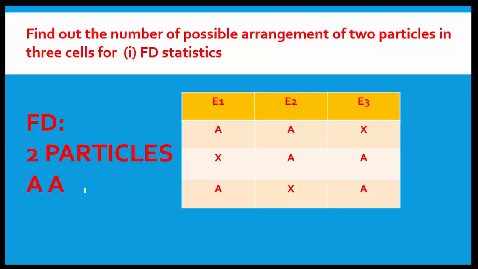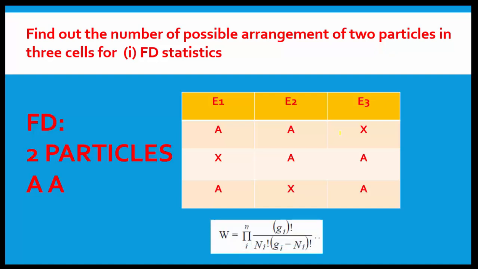So following these two rules, I can arrange them as AA blank, blank AA, A blank A. Because in the previous case, Bose-Einstein statistics, you had the two particles staying in a given cell, but for FD statistics, you have to put them as individual. So how many possible arrangements do you have? You have 3 possible arrangements. So we can say 3 microstates.